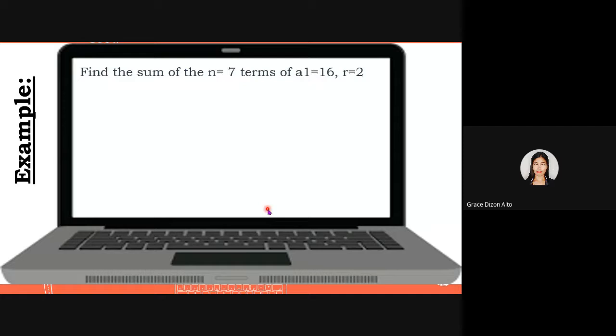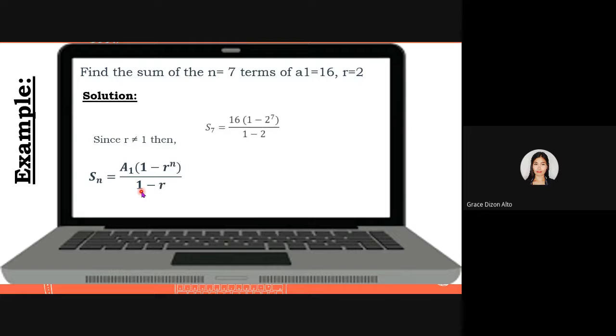Example for condition number 1. Find the sum of the 7 terms if a sub 1 is equal to 16 and the ratio is 2. So since the ratio is not equal to 1, that's 2, we will be using the formula given to us earlier. Substitute the values. So a sub 1 is 16, 1 minus the common ratio, which is 2, raised to the number of terms, which is 7, all over 1 minus the common ratio, which is 2.